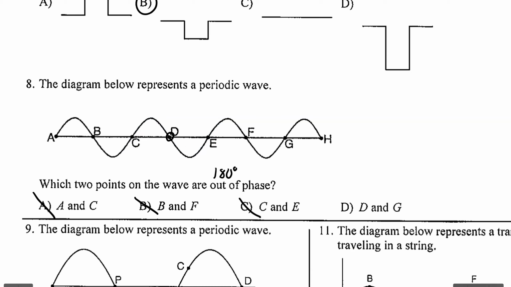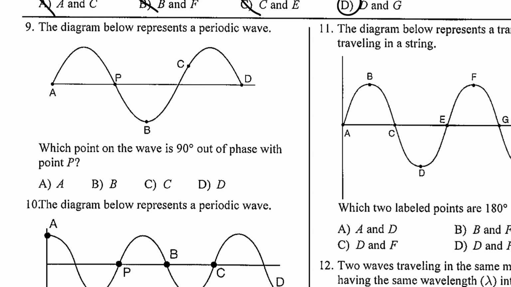D and G, here's D, here's G. This is going down, this is going up. So visually, I could see they're going to be out of phase. They're at different points in the wave. If we want, we could see how many cycles or waves apart they are. This is 1 full wave. Now we only have a half of a wavelength here. So this is 180 degrees out of phase. All right, so it's going to be choice D.